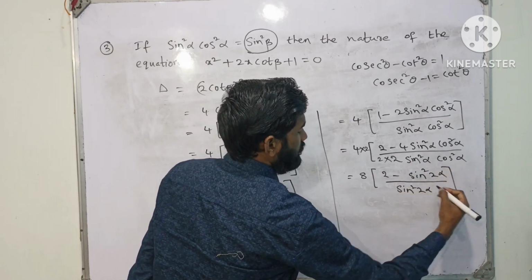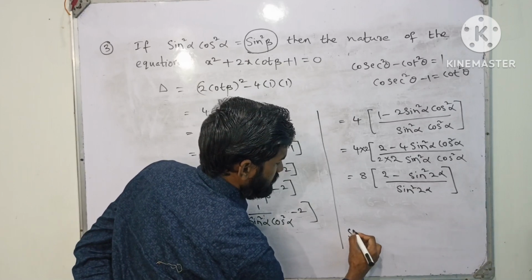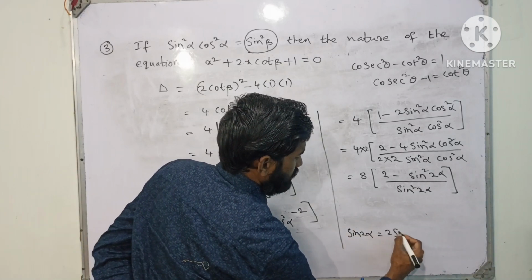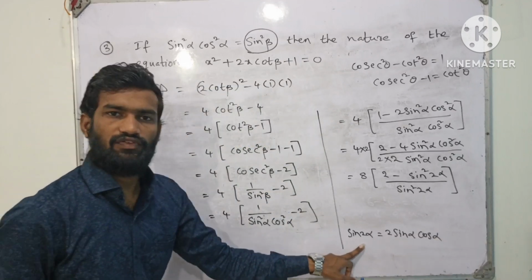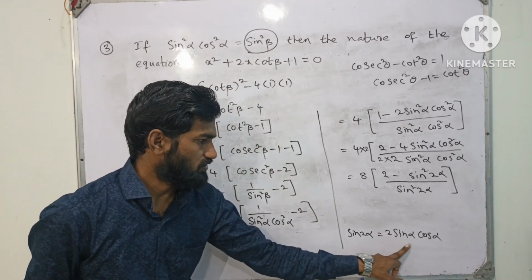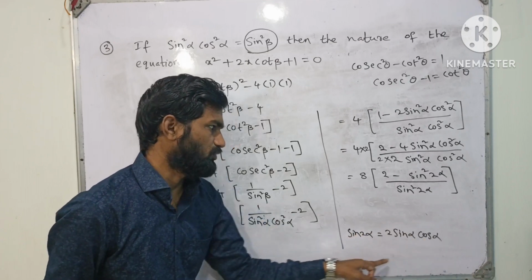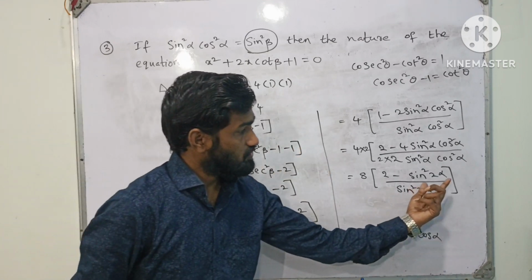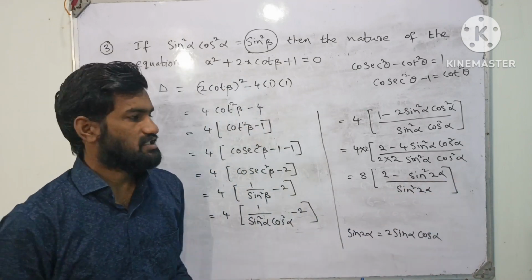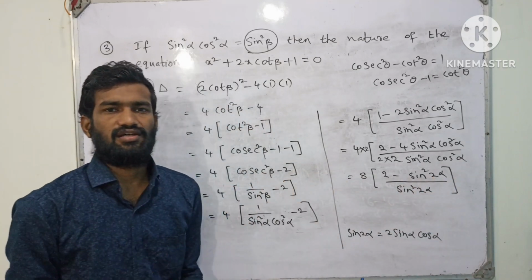Why is it sine square 2 alpha? We know that sine 2 alpha is equal to 2 sine alpha cos alpha. Sine square 2 alpha is nothing but 4 sine square alpha cos square alpha, if I square both sides. Now just observe this one, sine square 2 alpha.